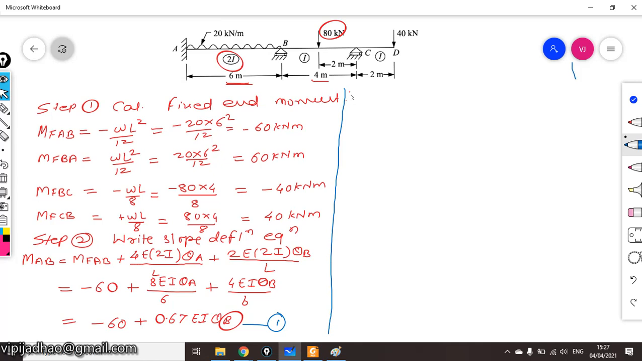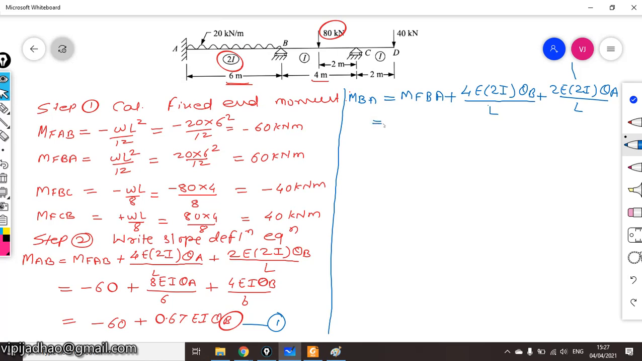Okay, now the slope deflection equation for BA: MBA will be equal to MFBA plus 4E twice I theta B, that is theta of near end, divided by L. I will directly write down here L plus twice E twice I theta A divided by L. Again we will be omitting the minus 6 EI delta upon L square term because here the value of delta, or settlement, is given as 0.